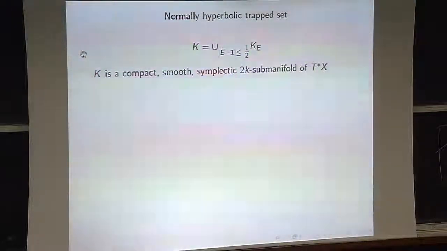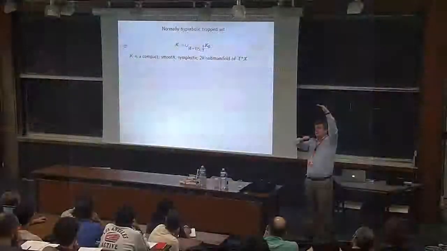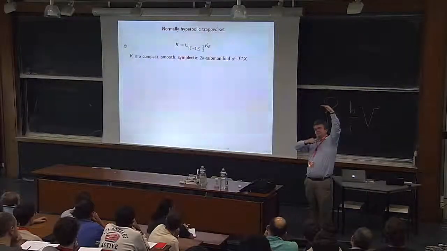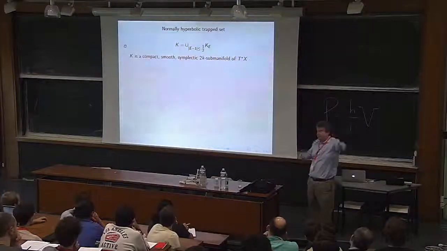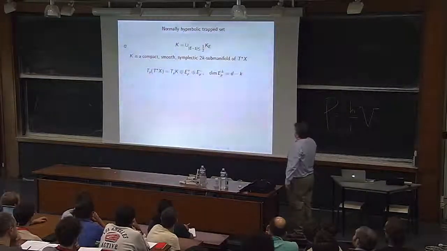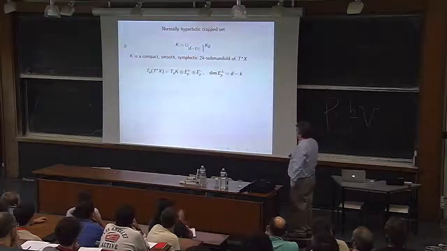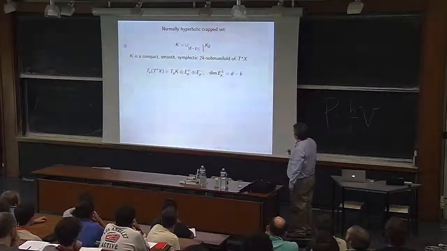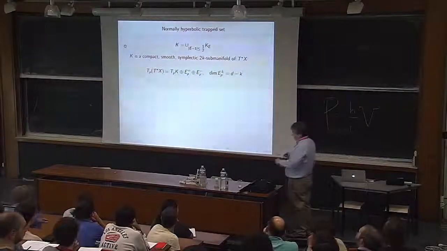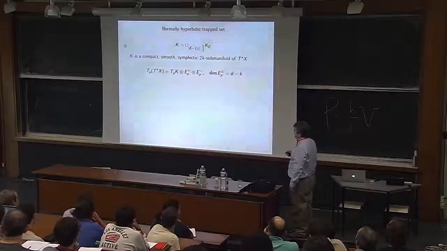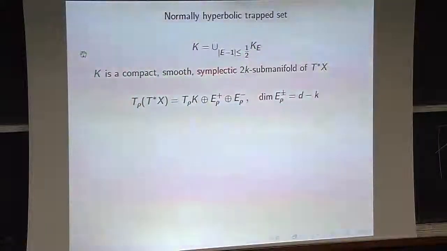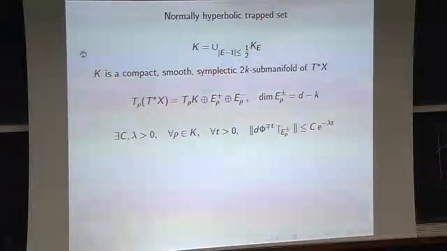So for instance, I suppose everybody's familiar with Schwarzschild black holes. In the case of Schwarzschild black holes, this would be the cotangent bundle of the sphere, when I take psi in some fixed region of the energies, which is a very nice symplectic manifold. And then the point is that for every point rho, if rho is an element of this K, the tangent space of the cotangent bundle of X decomposes into the tangent space of K plus two subspaces where you have expansion and contraction. So this is what normally hyperbolic means.